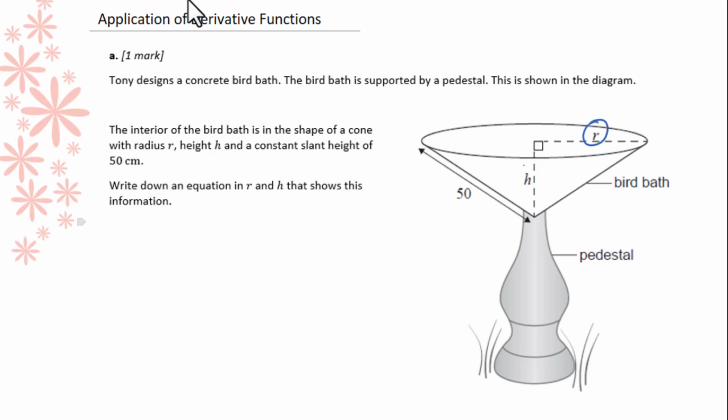This is R, here's H. Slant height, this is 50. You could say H, R, and 50 form a right triangle. We can use the Pythagorean theorem here, which is h squared plus r squared equals 50 squared. 50 squared is 2500.